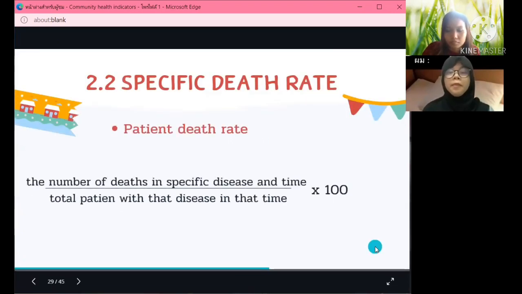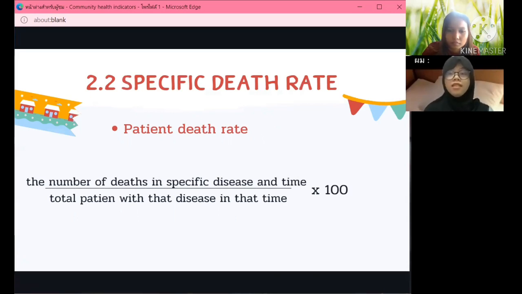The patient death rate: the number of deaths from a specific disease times a constant number, divided by the total patients with that disease in that time.